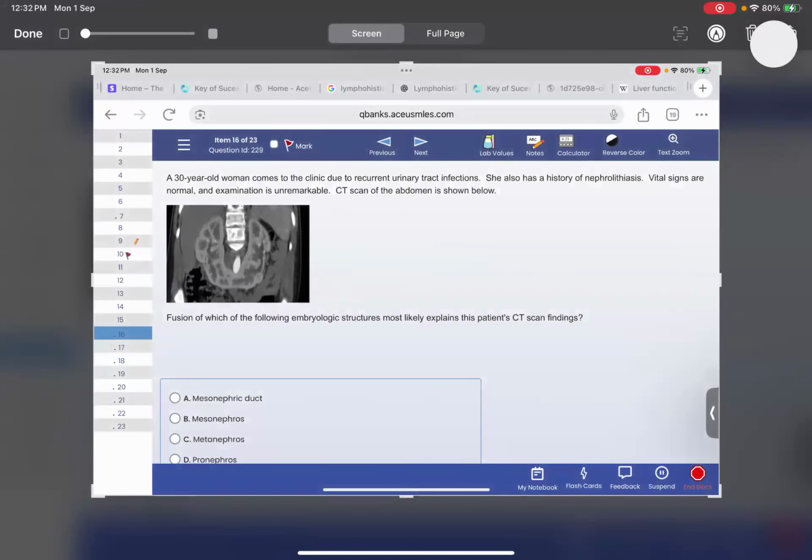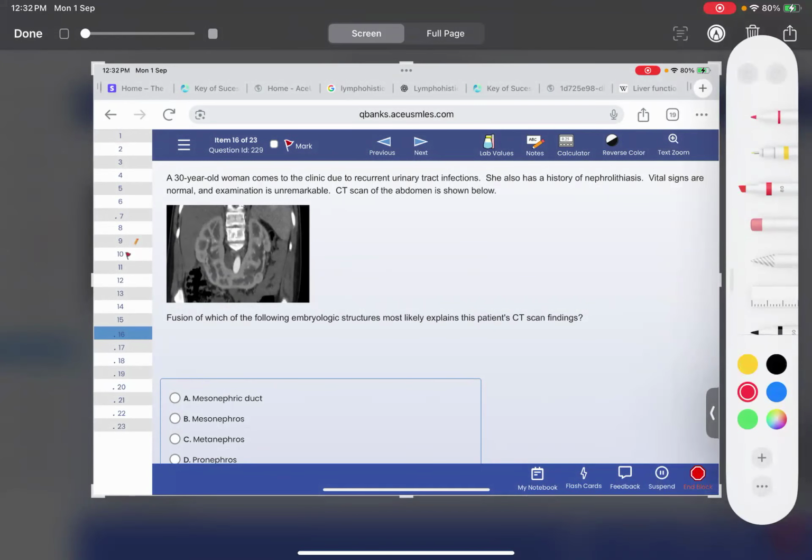That's the horseshoe kidney. I have told you we will have recurrent infections, and we will have increased risk of stone formation. So these are high yield points about horseshoe kidney. This is very visible from the question. And this is formed from the metanephros.